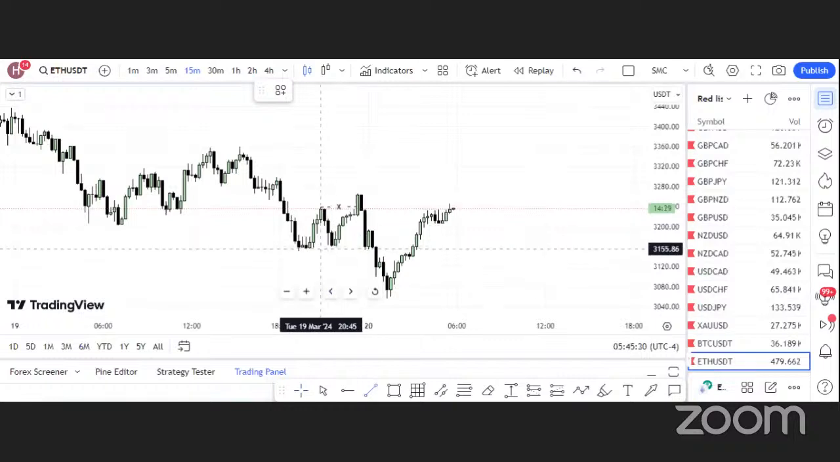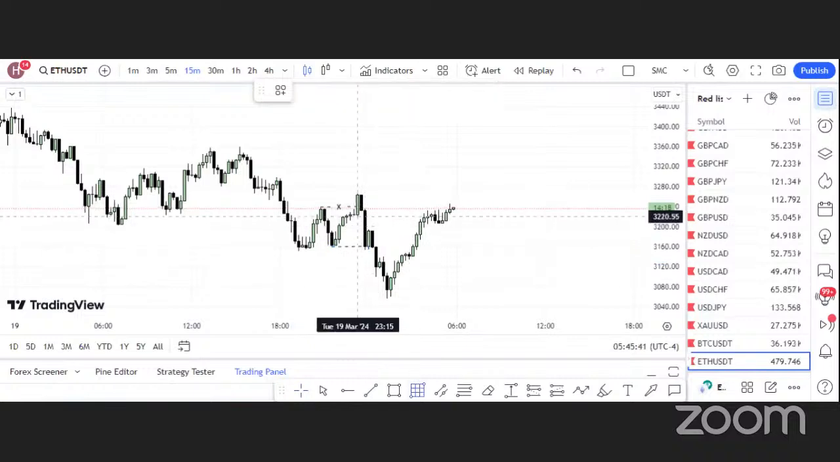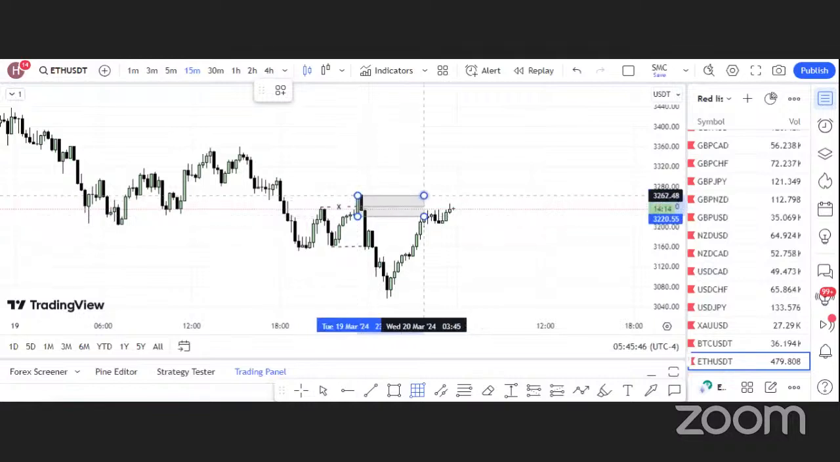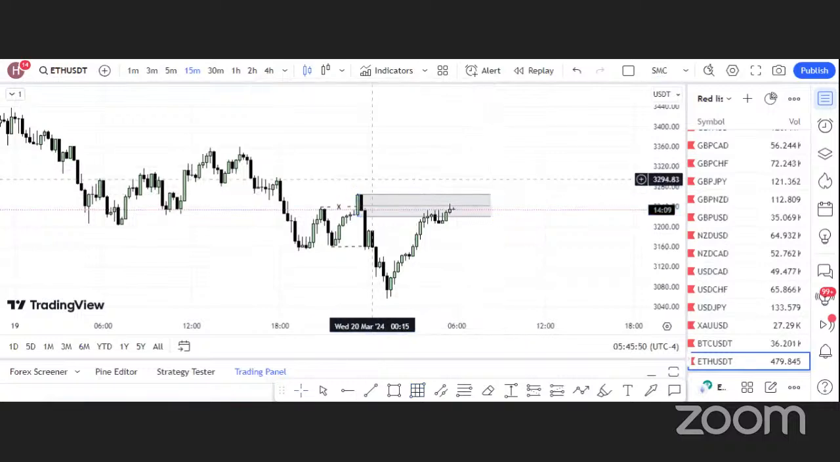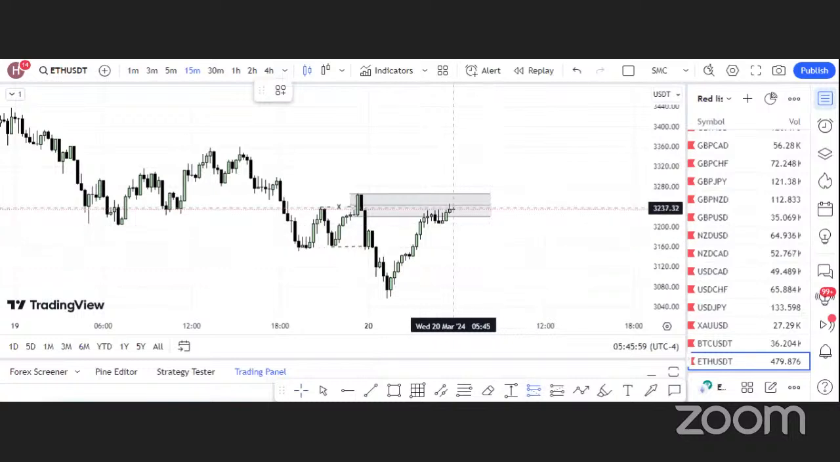So you see, we have another block here, and the market is currently rejecting that same block. We are currently on the 15 minutes time frame. So if we get a good rejection from here, we are going to place a sell trade for Ethereum USDT.